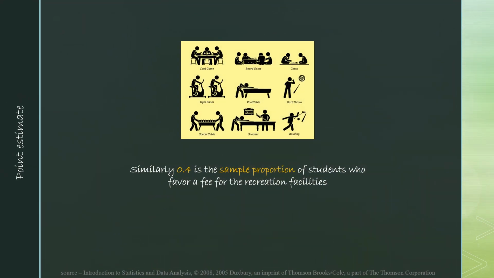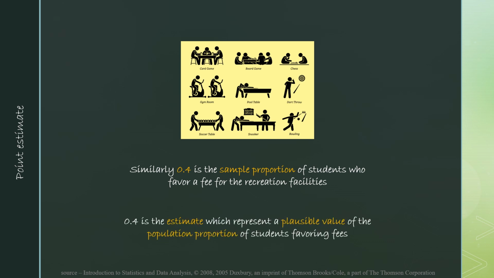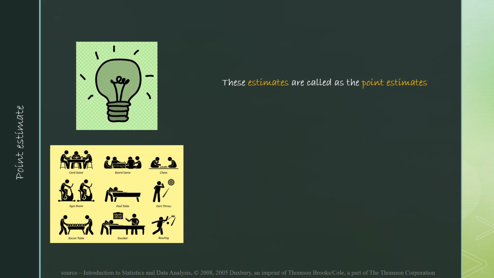Similarly, 0.4 is the sample proportion of students who favor a fee for the recreation facilities. 0.4 is the estimate which represents a plausible value of the population proportion of students favoring fees. These estimates are called point estimates.